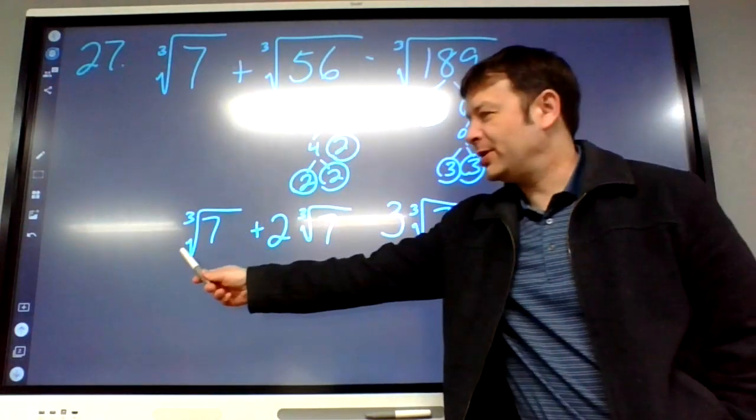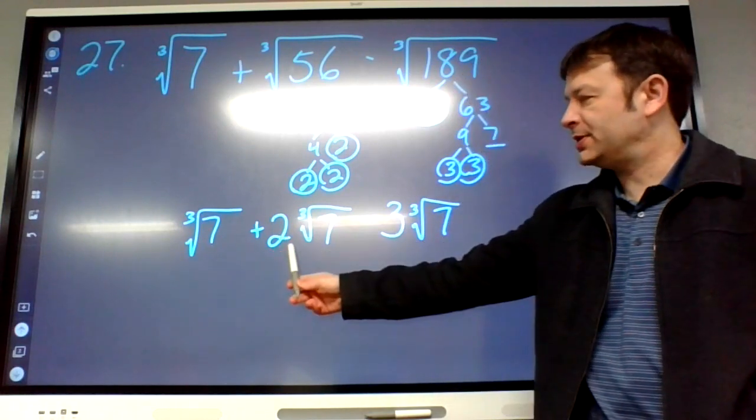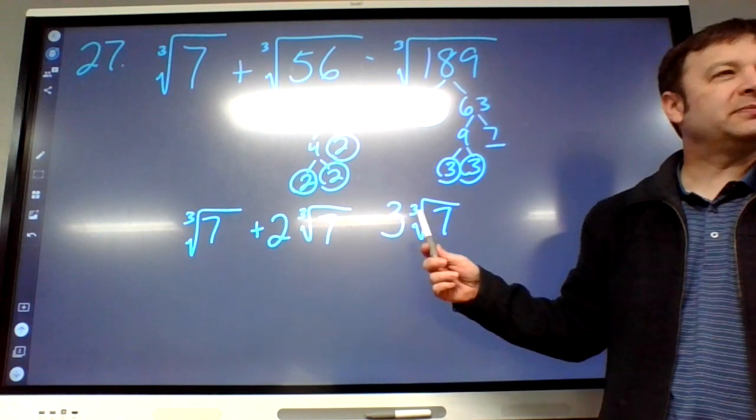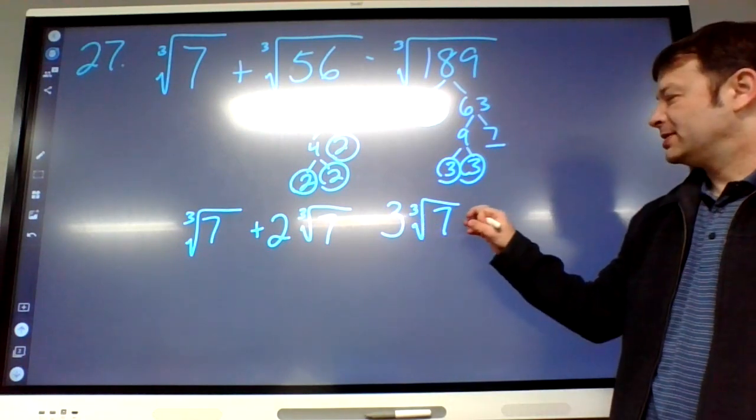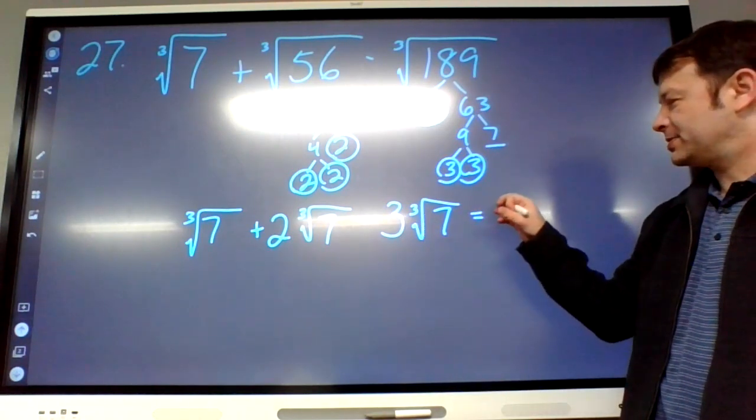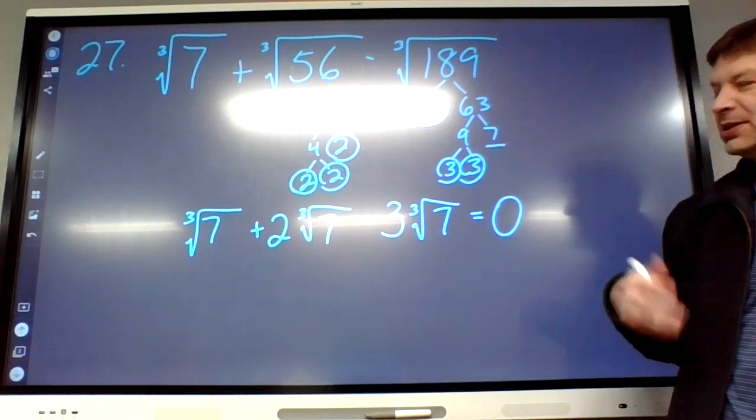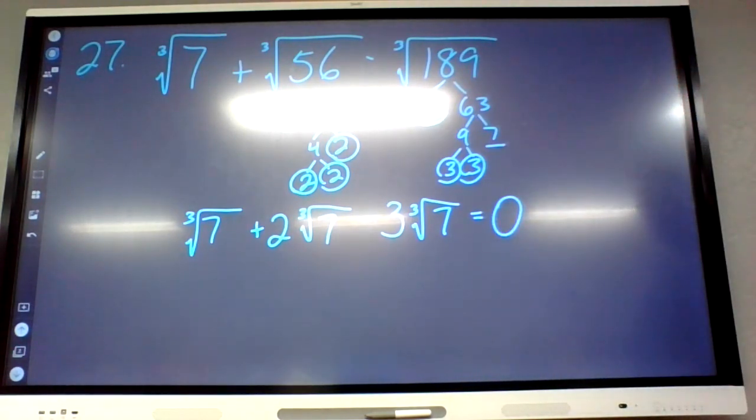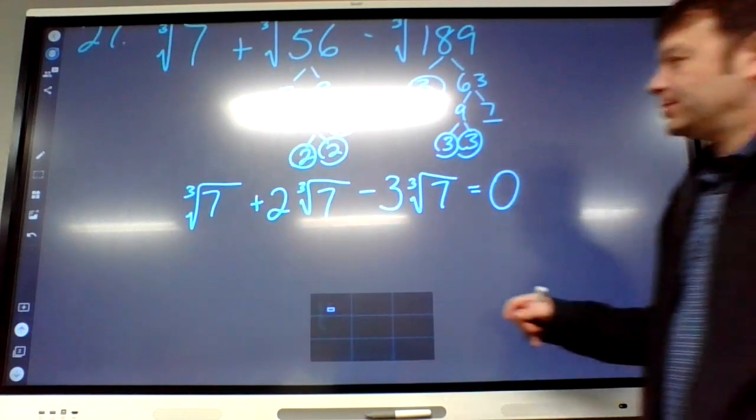So we have one of these plus two of these minus three of these. What would that be? Would be zero of these. And zero of anything is just zero. It's like zero cube root of 7 is just zero. Zero times anything is zero.